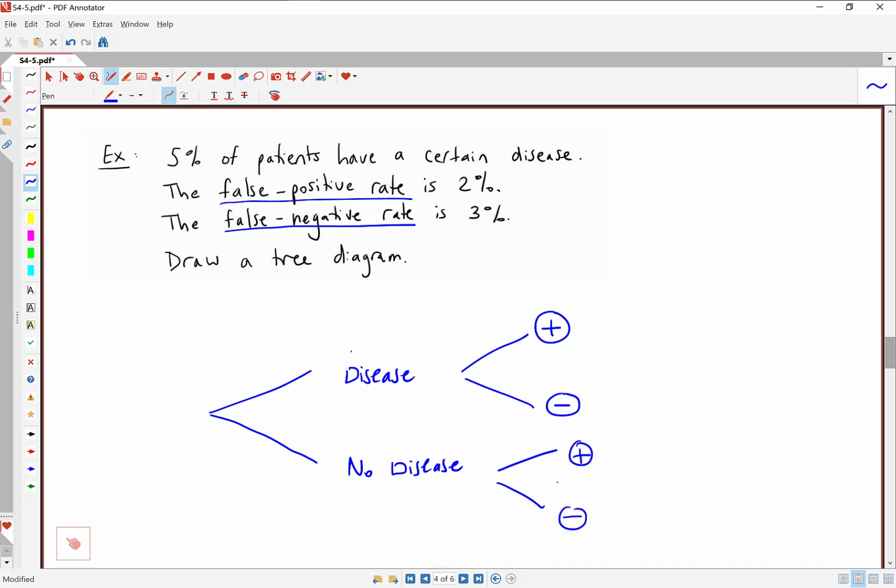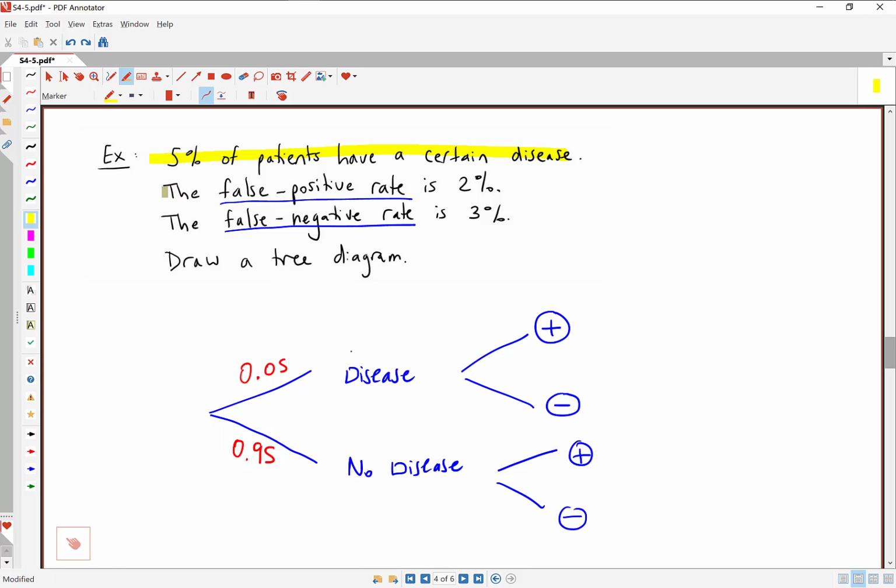Remember that tests are mostly accurate, but there can be occasional errors due to human error or equipment error or other reasons. So let's see if we can put our probabilities on here. First thing we're told is that 5% of patients have a certain disease. So that's referencing the first set of branches. 0.05 probability that a patient has the disease, and therefore 0.95 probability that the patient does not have the disease. So these numbers here should add up to 1. In other words, they should add up to 100%.